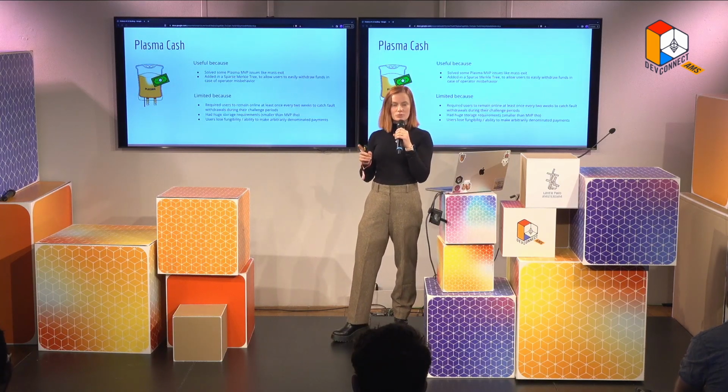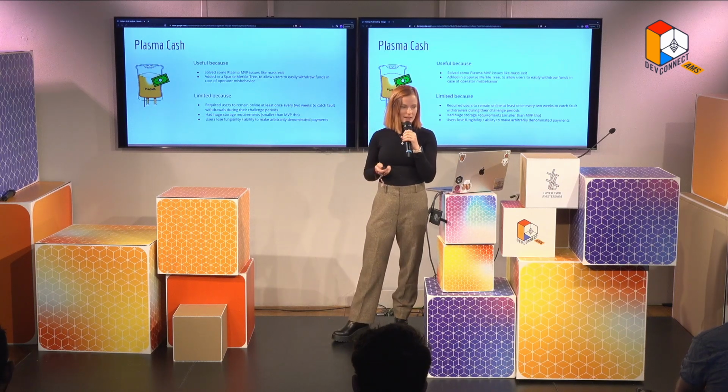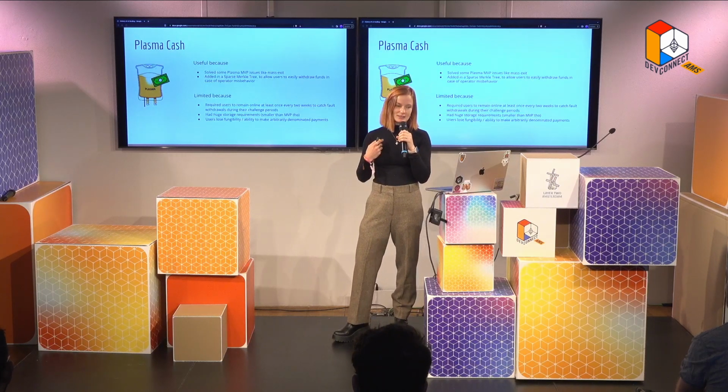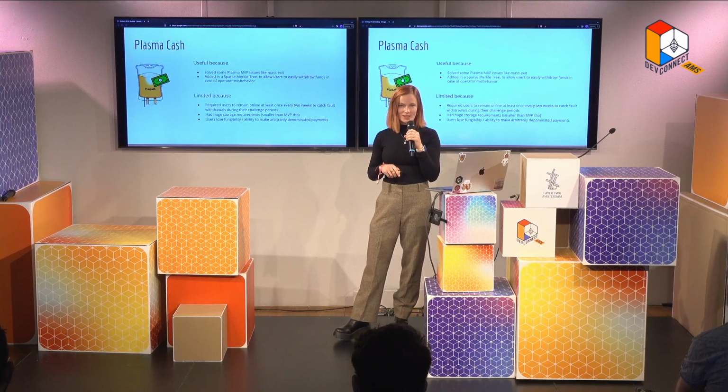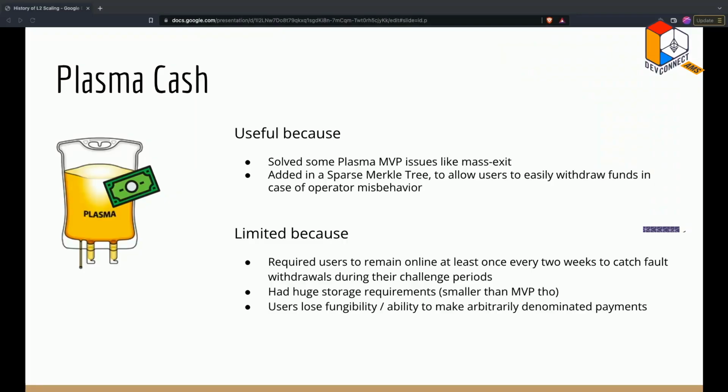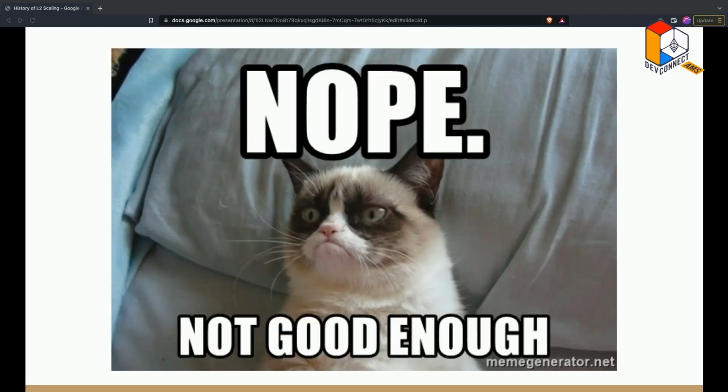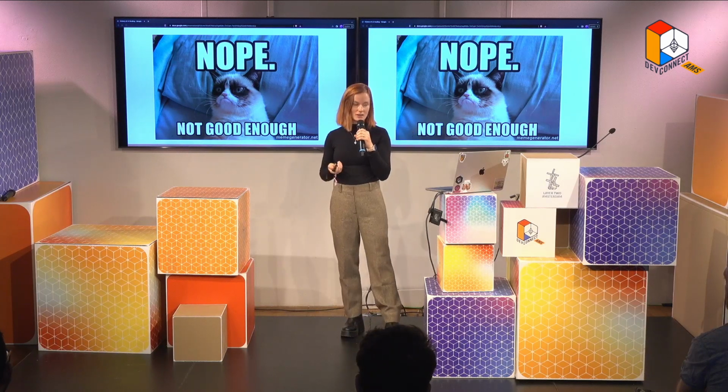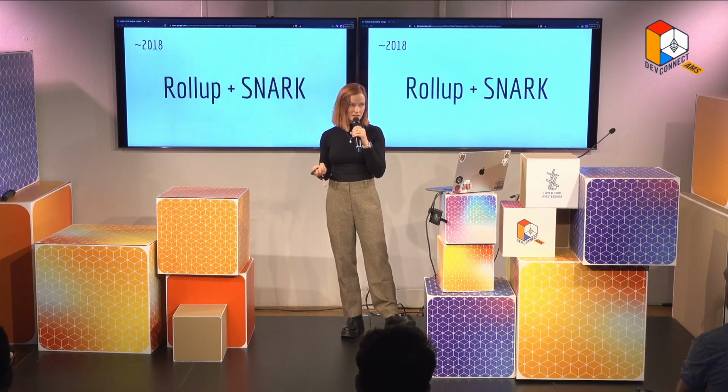Plasma Cash is useful because it solved some of the Plasma MVP issues like mass exit, and it also added in the sparse Merkle tree, which allowed users to easily get their funds back in case of operator misbehavior. It was still limited though because it required users to remain online at least once every 2 weeks to catch fault withdrawals during those challenge periods. It had huge storage requirements, smaller than MVP, but still significant. And it lost fungibility, or the ability to make arbitrarily denominated payments. So, yay, better, but not perfect. Can we make things even better?